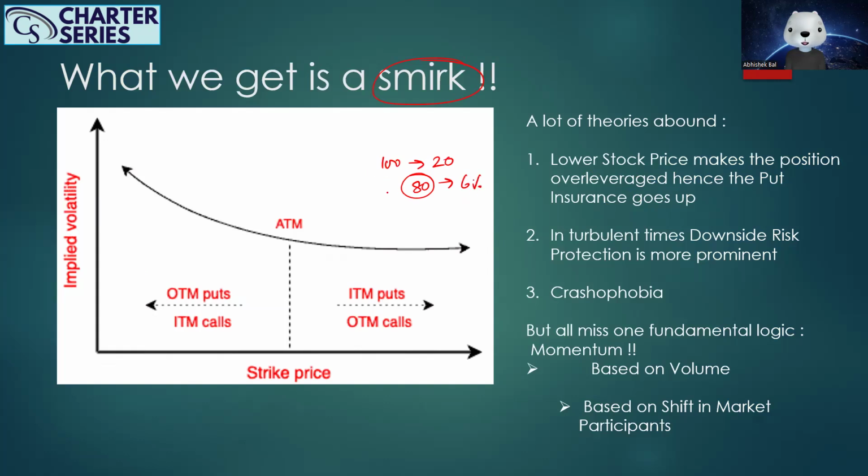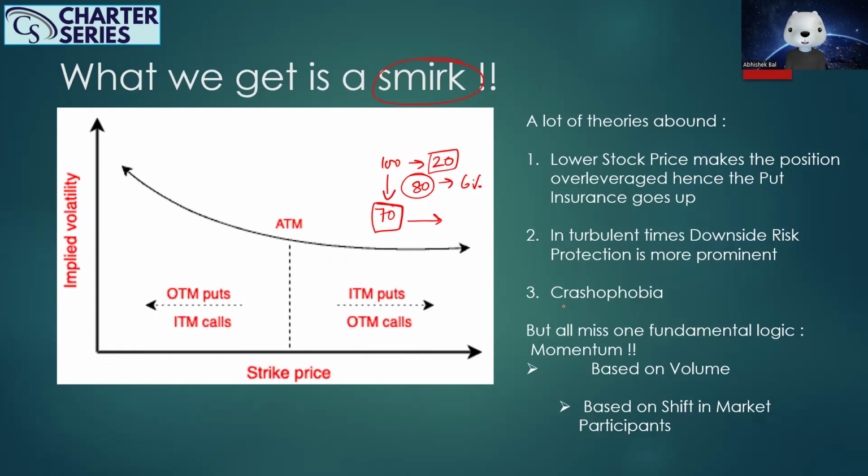Now, if this 100 actually comes down and becomes 70, then of course you can understand that the lender is going to charge you additional interest or is going to ask you for additional deposit because your 20 is just not going to be sufficient to cover the position. Okay, this is what is meant by an over leveraged position. So lower stock prices imply over leveraged positions. If an over leveraged position comes into picture, of course the associated put options will be valued much higher. In turbulent times, downside risk protection becomes more prominent.